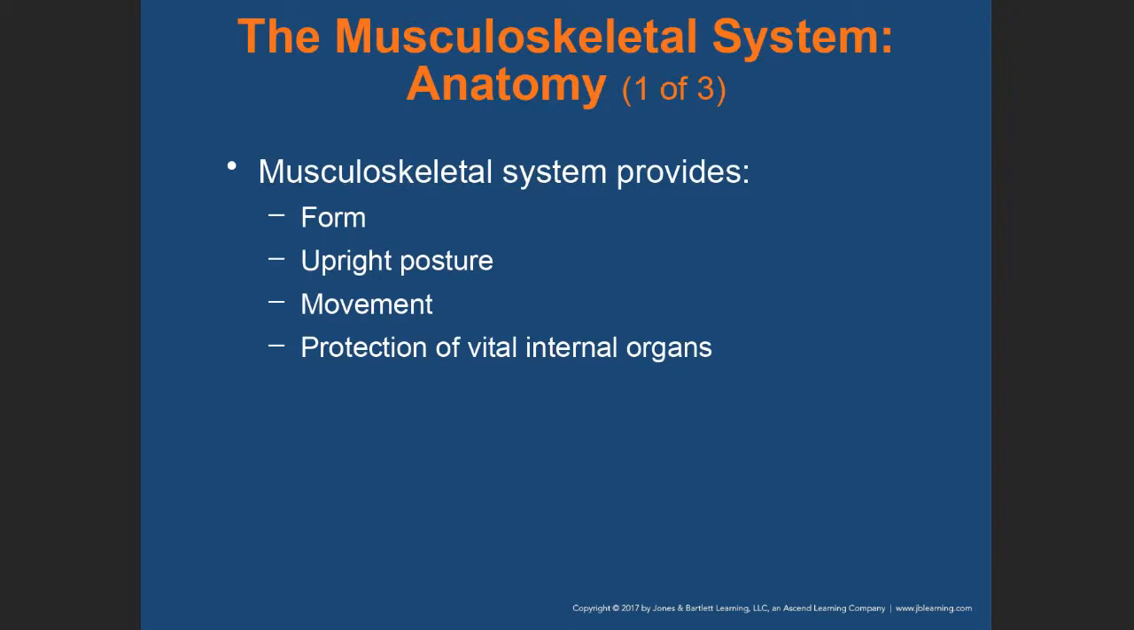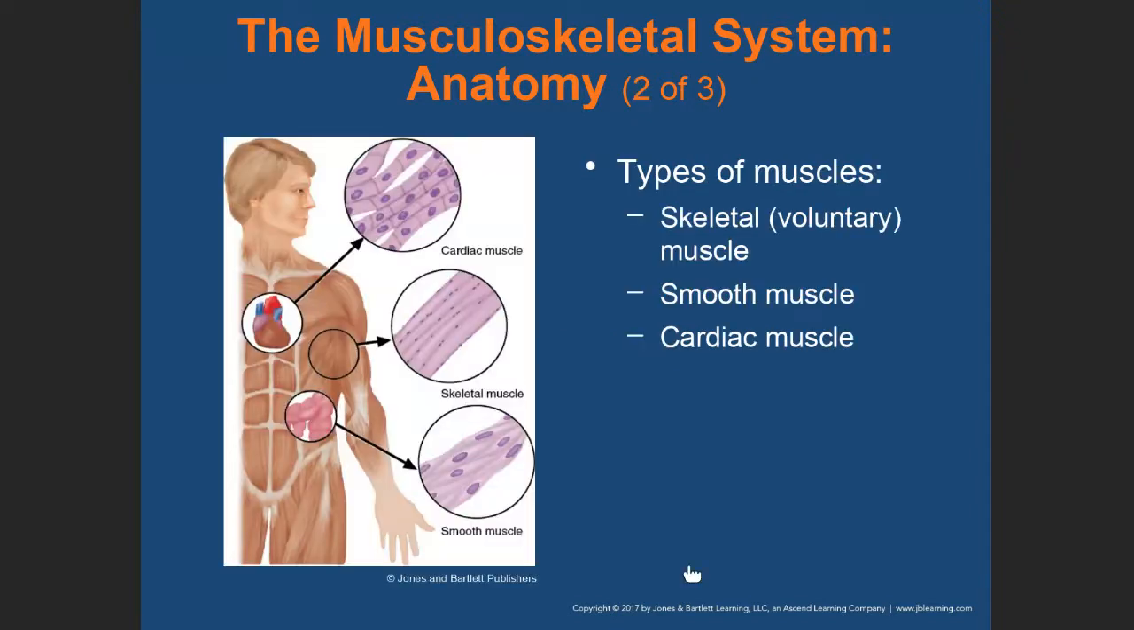All right. Now, the musculoskeletal system. There's quite a large amount of muscles in the body. We have over 600 muscles. The musculoskeletal system provides form, upright posture, movement, and protection of vital internal organs. Now, we don't need to know all 640 muscles, but we need to know the three categories that they fall in.